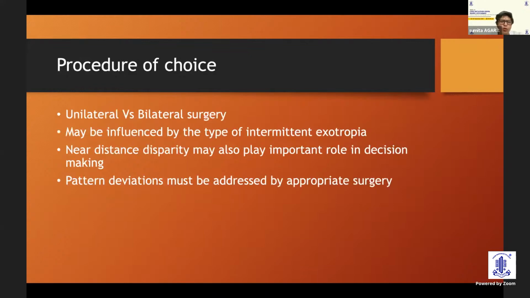Again, there is a whole lot of controversy about unilateral versus bilateral surgeries, but it may also be influenced by the type of exotropia. If it's a basic exotropia where near and distance are the same, R and R works equally well as a bilateral lateral rectus recession. Near-distance disparity may also play an important role. If your near angles are a little more than distance, you would like to do a medial rectus recession rather than a bilateral surgery. And pattern deviation must be addressed in your surgical plan.